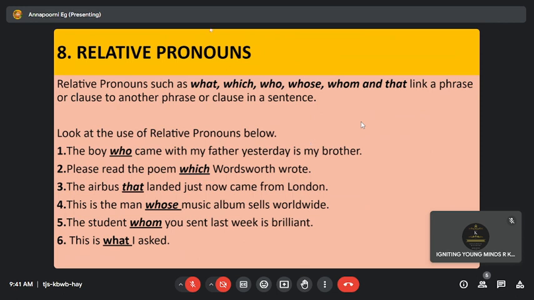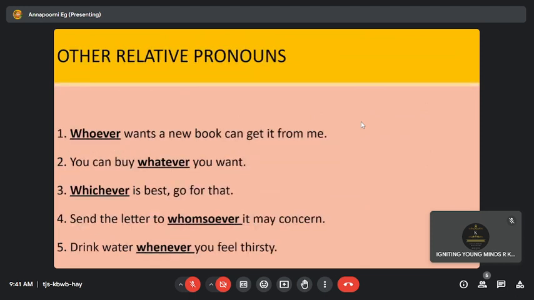Okay, have you completed? Yes. Okay, fine. So now moving to the next type. Again you have some more relative pronouns: whoever, whatever, whichever, whomsoever, and whenever. We say, whoever wants to do can do. Whoever means anyone at all.